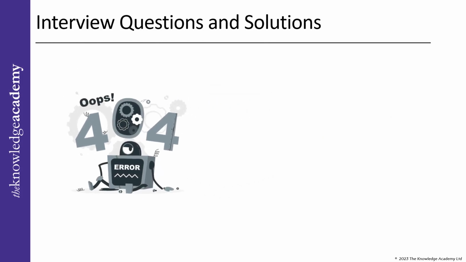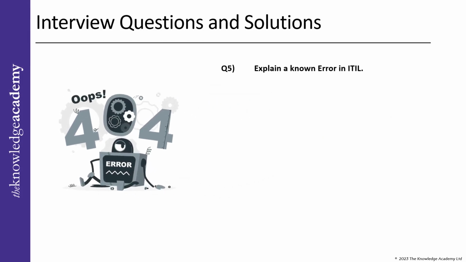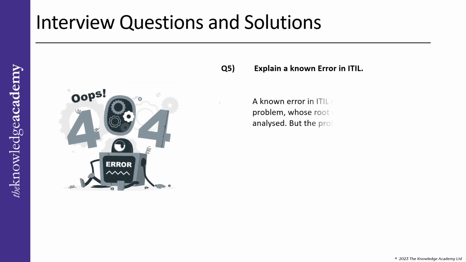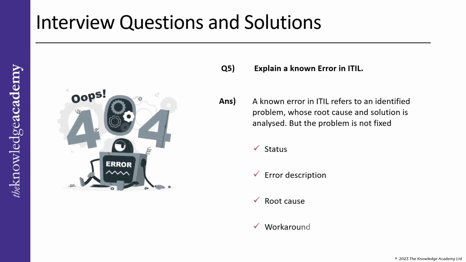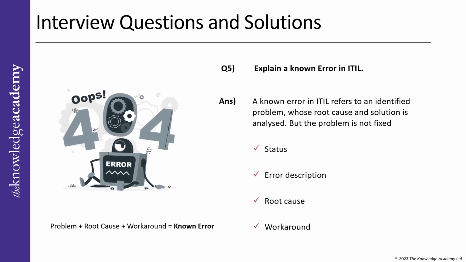Next question. Explain a known error in ITIL. Answer. A known error in ITIL refers to an identified problem whose root cause and resolution is analyzed, but the problem is not fixed. It consists of the following: status, error description, the root cause, and workaround. Problem plus the root cause plus the workaround would be known as the known error.